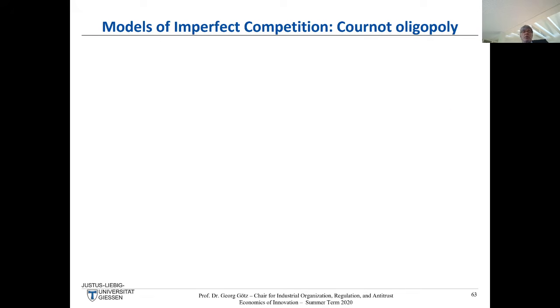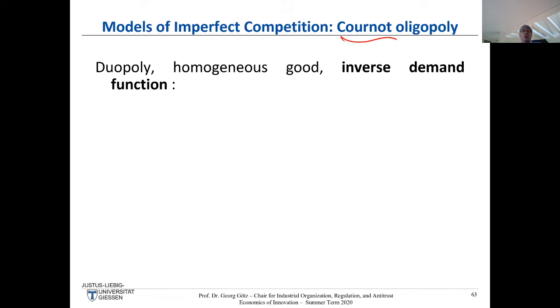The second workhorse model we use here is the so-called Cournot oligopoly, named after Auguste Cournot, another French economist or mathematician who developed his model some 50 years earlier than Walras. And again, the simplest case is a duopoly, again with homogeneous products and a standard inverse demand function. Here, price is a function of aggregate output. Aggregate output is just output of firm 1 plus output of firm 2. Again, negatively inclined demand curve.